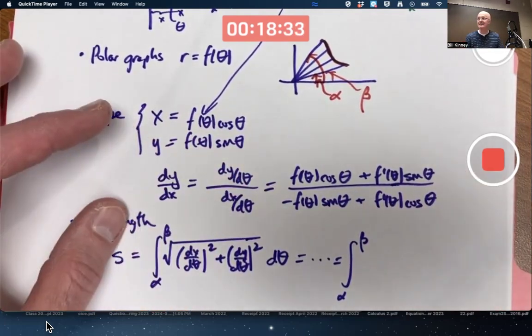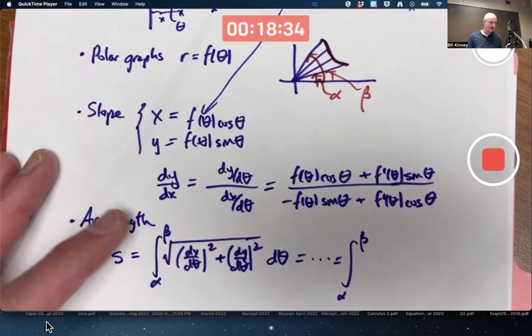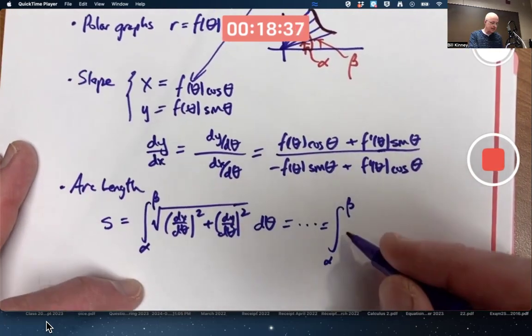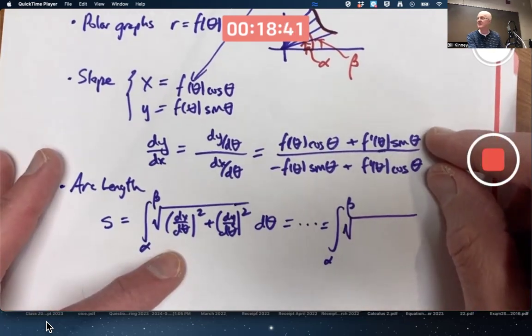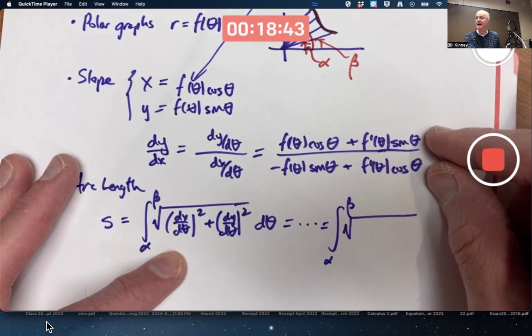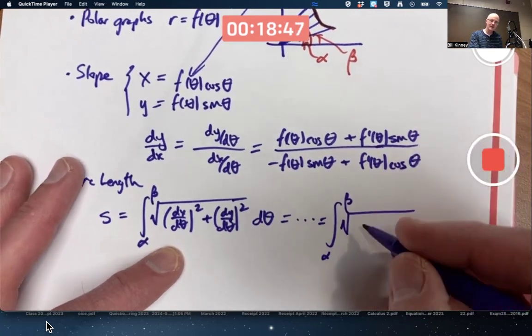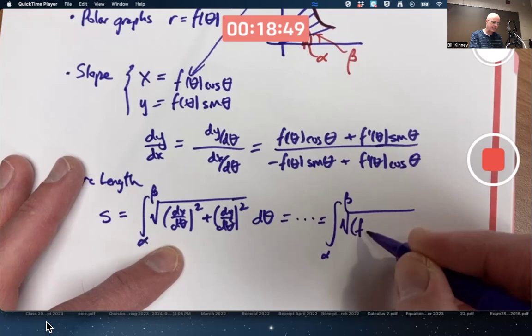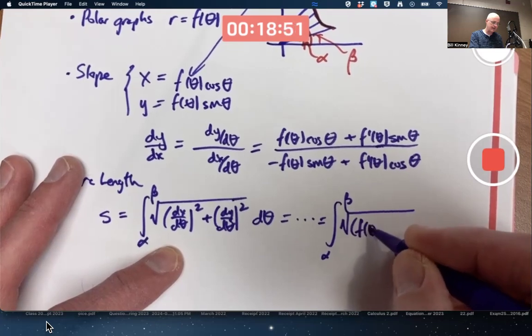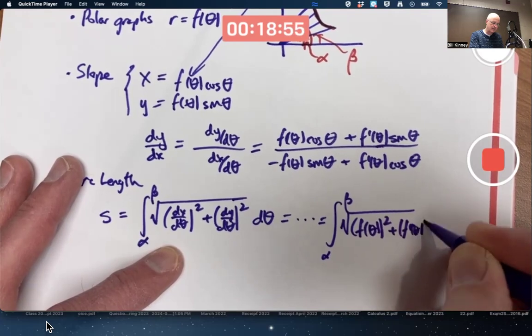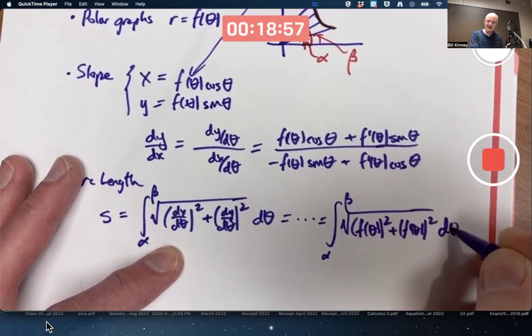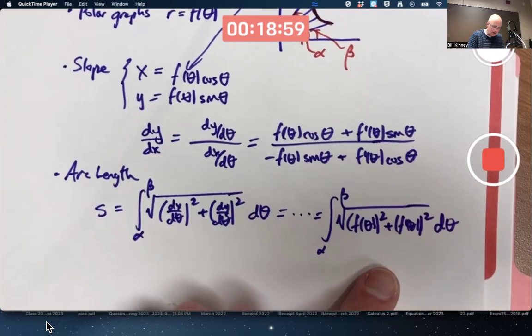We saw in class that day before spring break that you can simplify this. You can square these things and add the results and use the fact that cos squared theta plus sine squared theta equals 1 to simplify it a lot. In terms of f of theta, it becomes the square root of f of theta squared plus f prime of theta squared. A little hard to see my prime there. There's a prime in there.